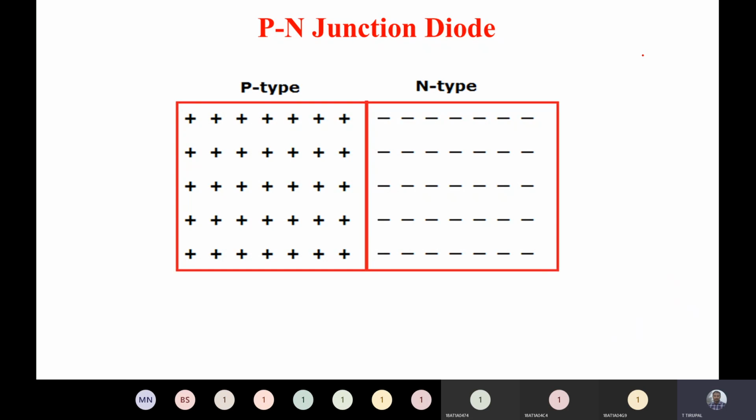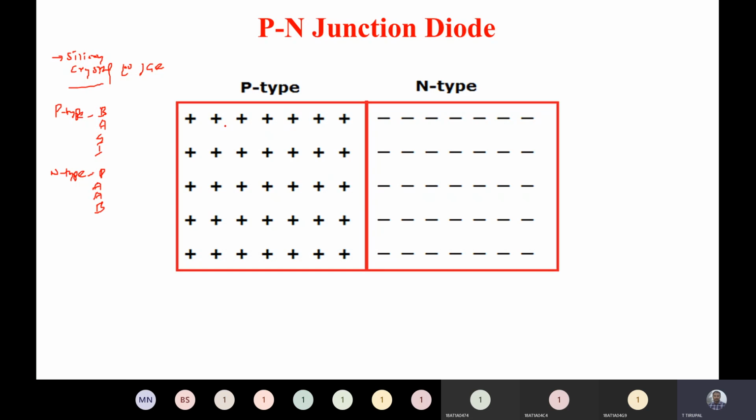So how are the P-type and N-type semiconductors formed? First, take a silicon crystal. To this silicon crystal or germanium crystal, P-type and N-type impurities are added. What are P-type impurities? Already we have studied. The shortcut method is baggy: boron, aluminum, gallium and indium. And for the N-type impurities, the shortcut method is Fab: phosphorus, arsenic, antimony and bismuth.